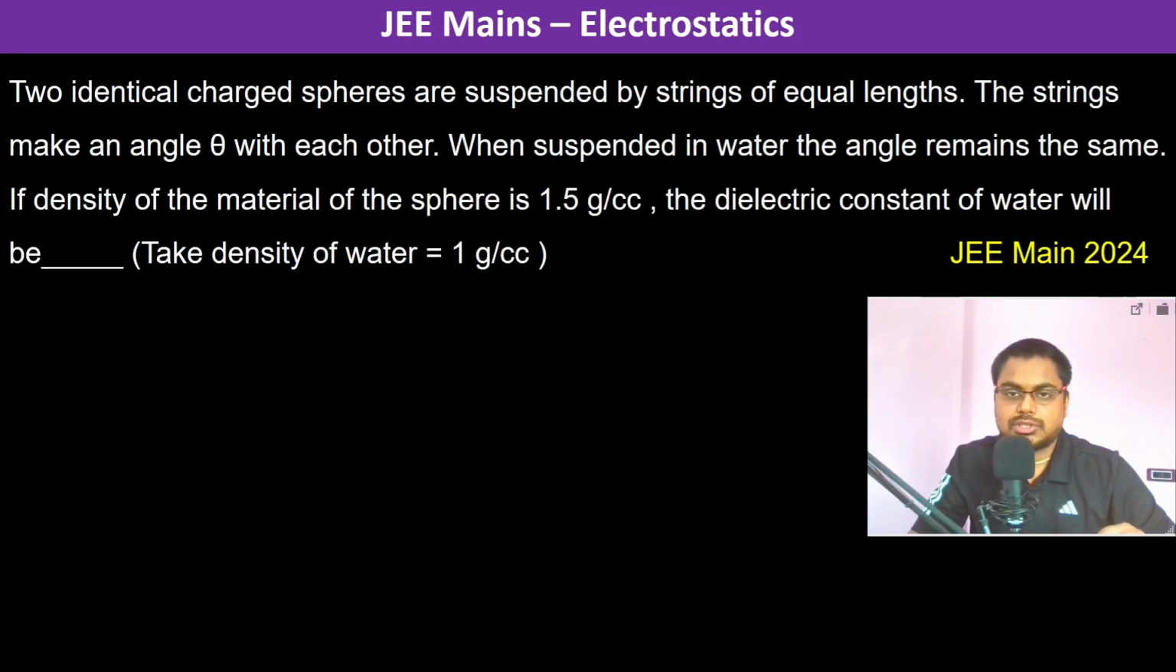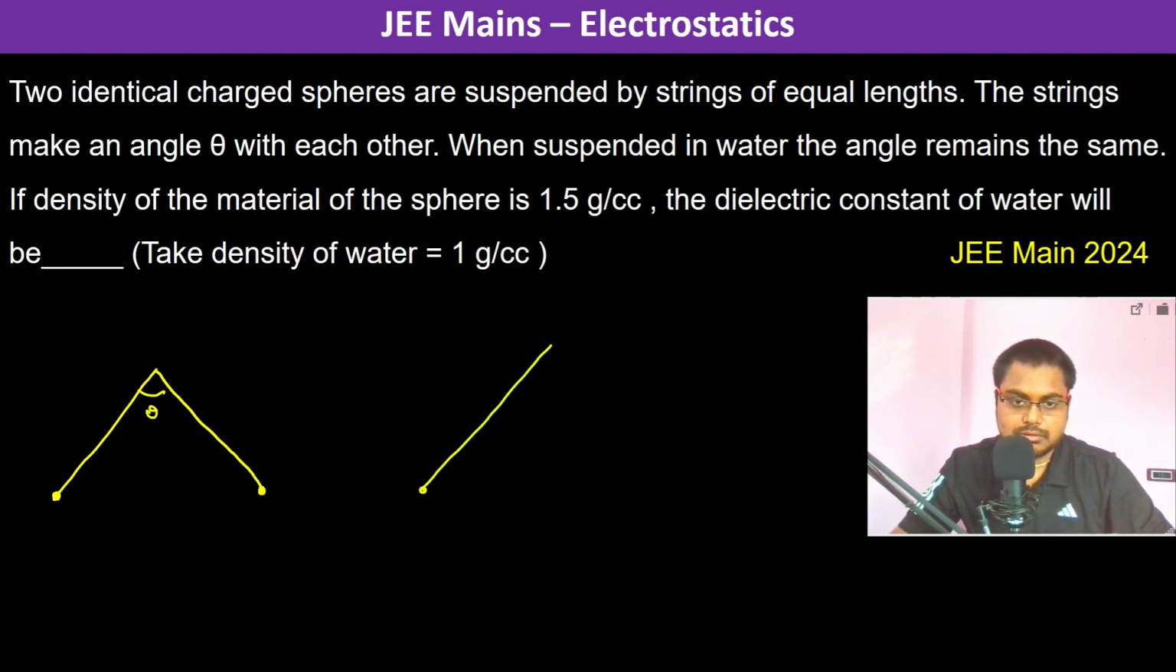Spheres are suspended by strings of equal length. So this is a string and this is also a string, both of equal length. The strings make an angle of theta with each other. When suspended in water, the angle remains the same if the density of the material of the sphere is 1.5 gram per cubic centimeter.